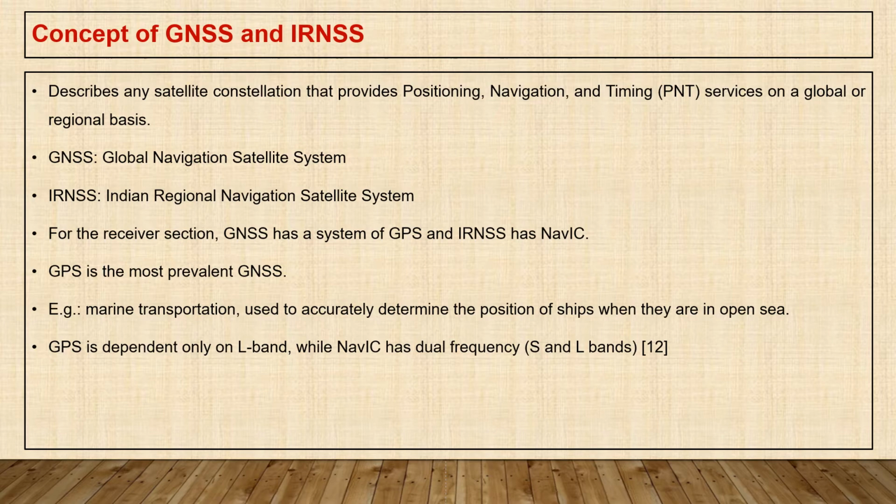So GPS is the most prevalent GNSS, and we have NavIC, that is the receiver, for the part of IRNSS. They are widely used in marine transportation for accurately determining the position of ships when they are in open sea. GPS is dependent only on L band, while NavIC has dual frequency, that is S and L bands.